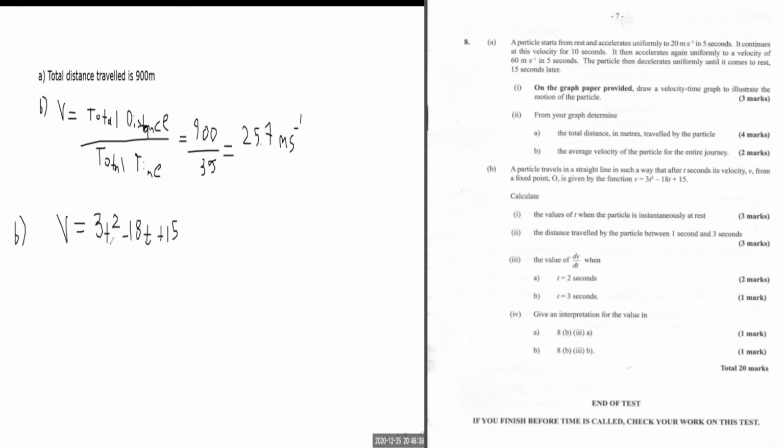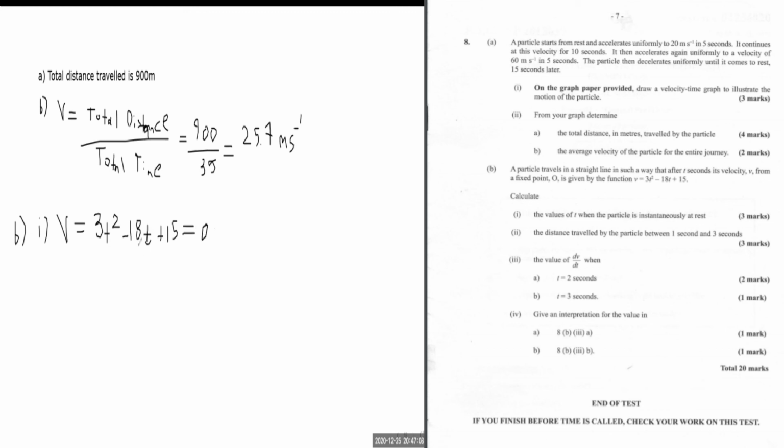The particle is instantaneously at rest when the velocity is 0. So when v is equal to 0, that's when the particle is instantaneously at rest. Think about it, instant rest means the velocity is 0. So all we need to do is, at instantaneous rest, set this equal to 0. So for part 1, we set this equal to 0.